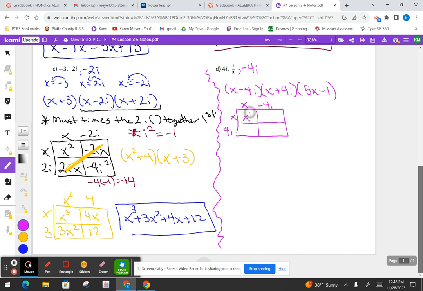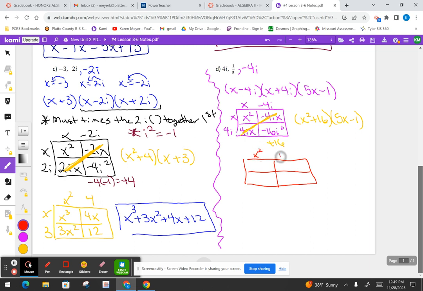So I get x squared minus 4ix, positive 4ix, negative 16i squared. The positive and negative 4ix's cancel out. I see an i squared, which is just going to flip the sign. So that's going to flip this to positive 16. So you're looking at x squared plus 16. And then you have 5x minus 1 that you want to still multiply it by. So now you're going to make another box here.